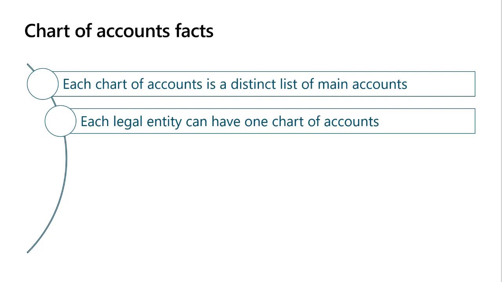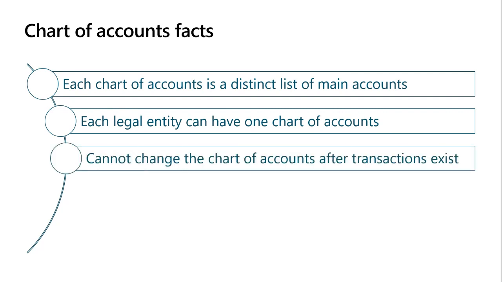Each legal entity can have one chart of accounts. This is configured on the ledger form, and this is how you tell the system which chart should be used for each legal entity. It is important to note that you cannot change the chart of accounts after transactions exist. While you can create new main accounts or make changes to the settings on existing main accounts, the chart itself is fixed after you post your first transaction. For this reason, we strongly recommend planning, testing, and validating your chart of accounts design carefully before going live.